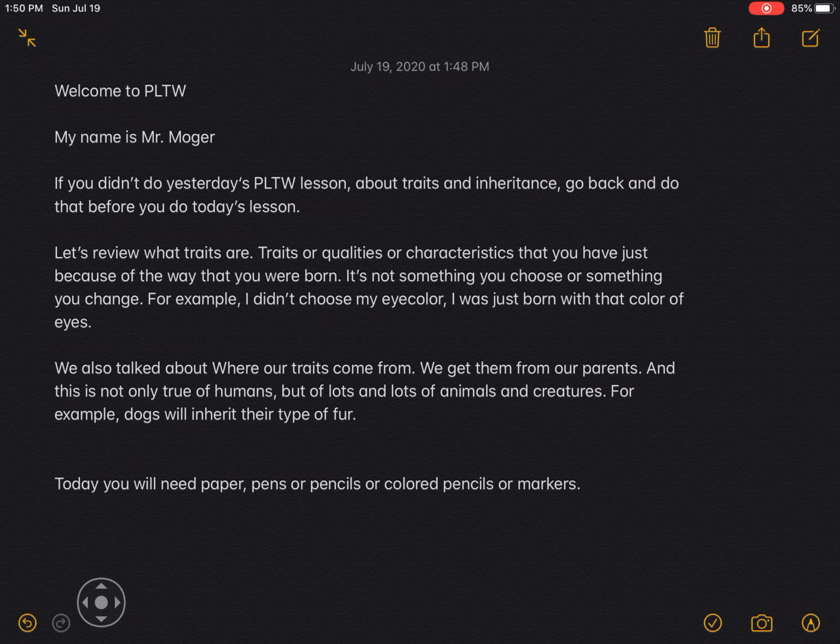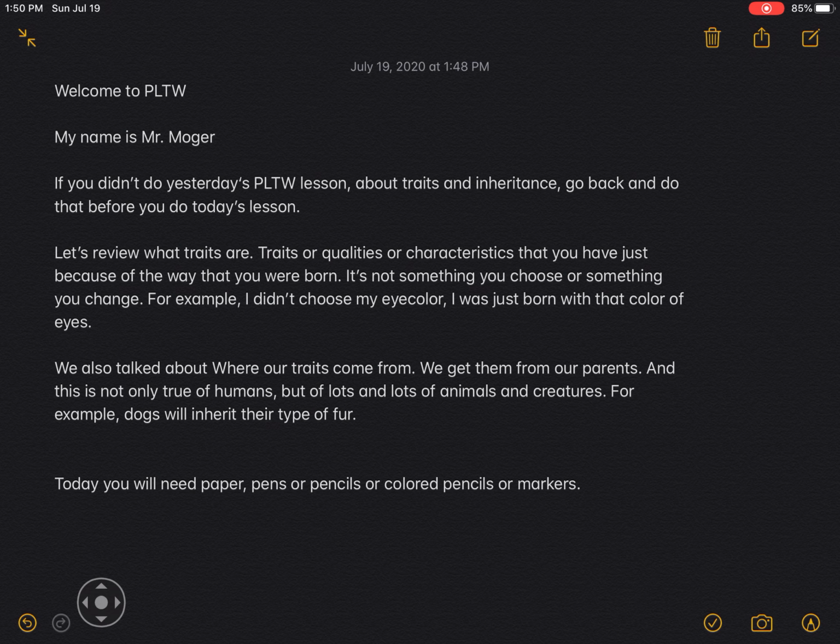If you didn't do yesterday's PLTW lesson already about inheritance and traits, go back and do that before you do this lesson for today. So let's review what traits are. Traits are qualities or characteristics that you have just because of the way that you were born. It's not something you chose or something that you change. For example, I didn't choose my eye color. I was just born with that color of eyes.